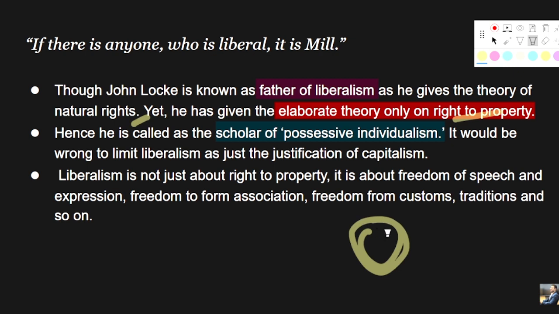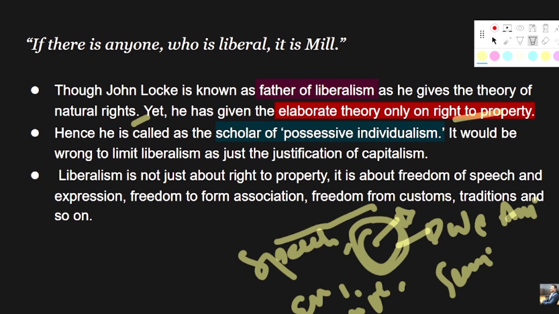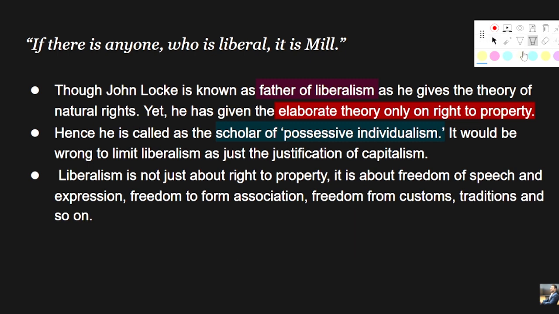Being human, we are social animals, and in order to engage effectively in any social activity, we need to have certain rights, like the right to speech, expression, life, security, etc., right? So despite being the father of liberalism, Locke has propounded elaborately only on the idea of the right to property, and he has not talked about the other social or natural rights, which become very important for our human existence. And hence he is called the scholar of only possessive individualism. Why? Because he has only propounded the idea on the right to property and not on any other rights.